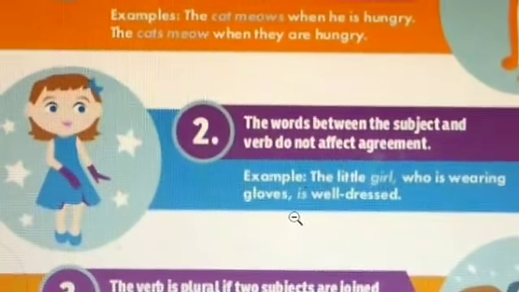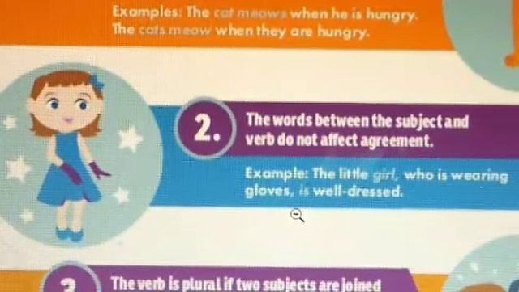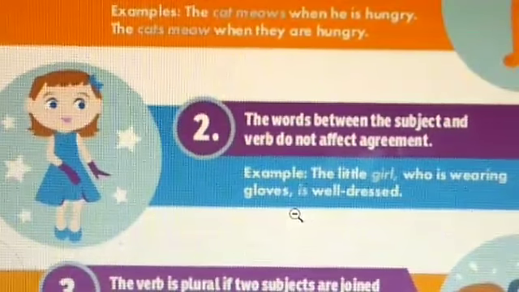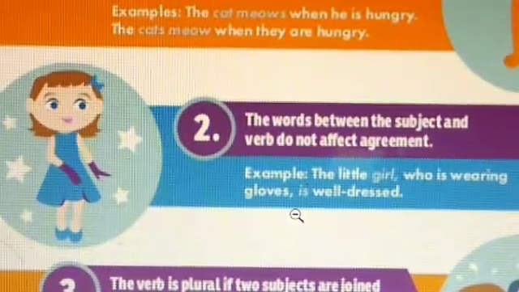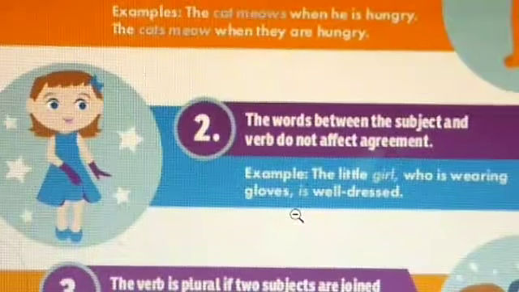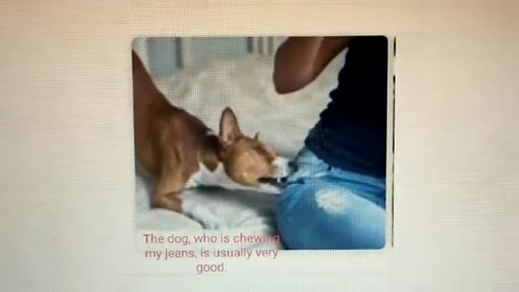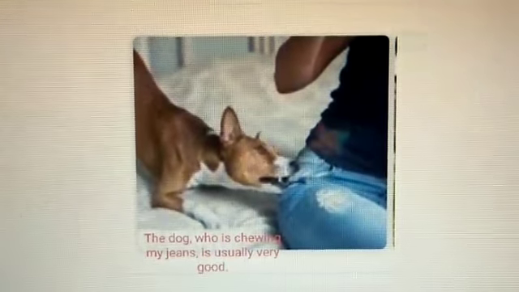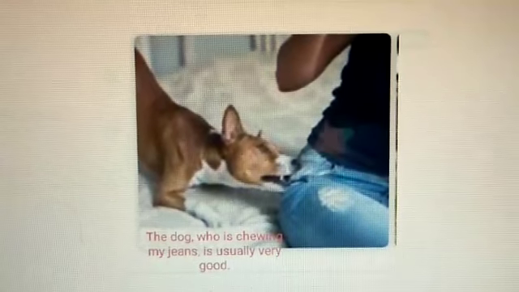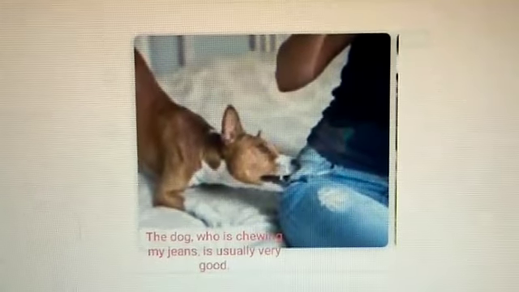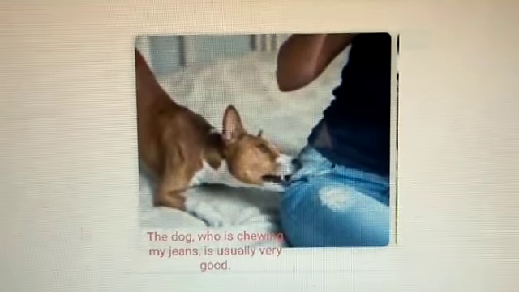Now moving ahead to the second rule, you see the words between the subject and the verb do not affect agreement. For example, that little girl who is wearing gloves is well dressed. See the example, the dog who is chewing my jeans is usually very good. See, the dog is usually very good. Who is chewing my jeans? You should not get confused by the words that come between the subject and the verb. They do not affect the agreement.